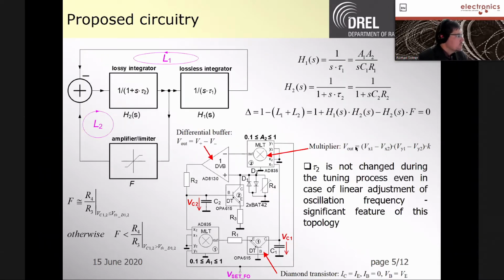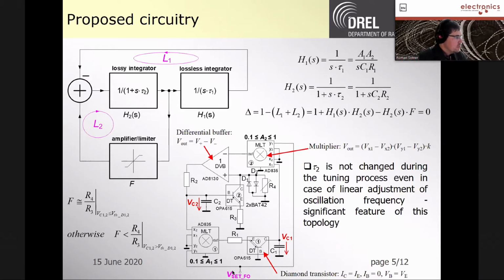Our proposed topology has a typical block concept, because we are using a lossy integrator, a lossless integrator, and a feedback loop used for amplification or limitation of the signal. This loop is responsible for control of conditional oscillation. In our design, this is a gain which is given by a ratio of some resistors.